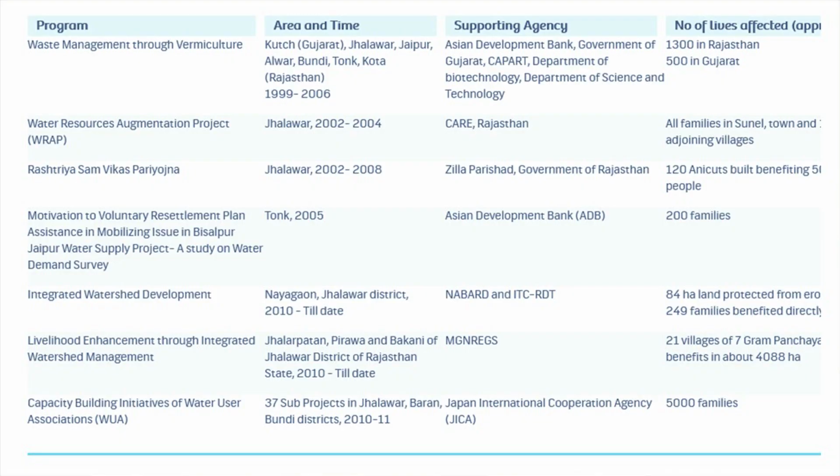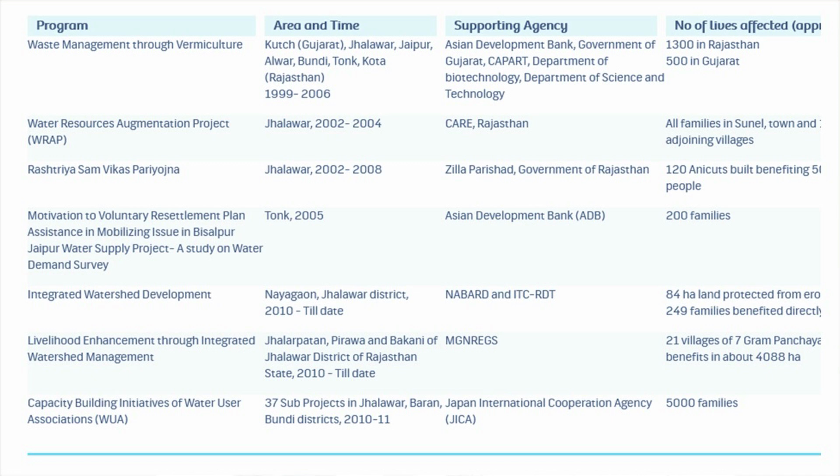So here is a list of different programs which were undertaken by them. What was the time zone and the area which was taken? What was the supporting agency? And how many lives were affected by it? Let us have a look at it.